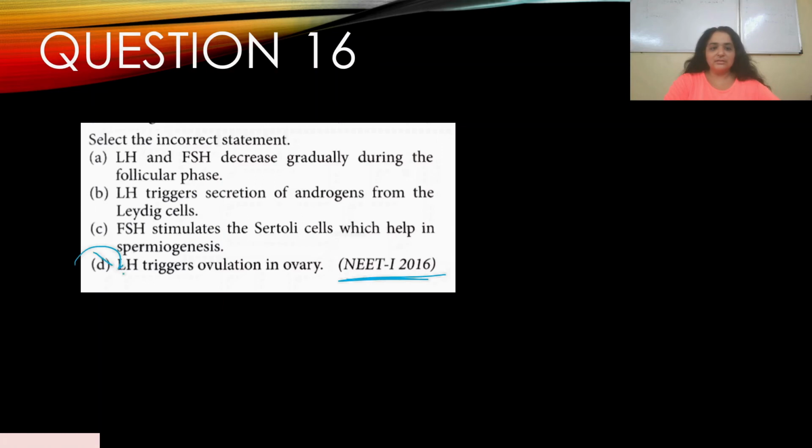So D is correct, so which is incorrect here? FSH stimulates Sertoli cells which help in spermiogenesis. I've already discussed this. Yes, it's a true statement. LH triggers secretion of androgens from the Leydig cells. Yes, but in males it is ICSH, but it has a similar effect as LH in females, right? So B is correct. LH and FSH decrease gradually during the follicular phase. No, that's incorrect. So A is the incorrect statement here. The answer is A.